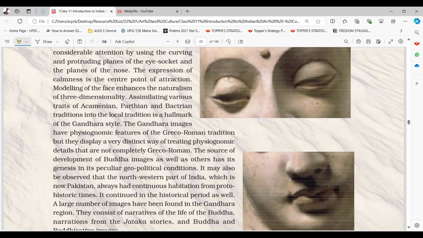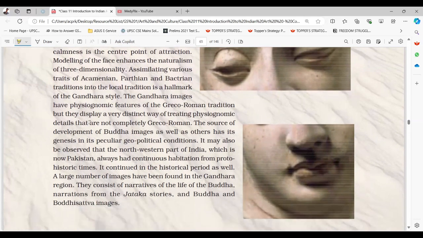Assimilating various traits of Achaemenian, Parthian, and Bactrian traditions into the local tradition is a hallmark of the Gandhara style. The Gandhara images have physiognomic features of the Greco-Roman tradition, but they display a very distinct way of treating physiognomic details that are not completely Greco-Roman. The source of development of Buddha images, as well as others, has its genesis in its peculiar geopolitical conditions.